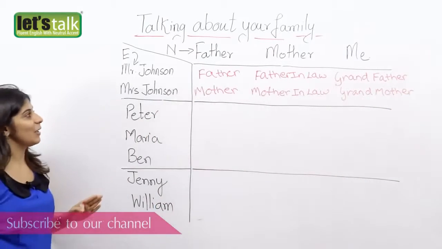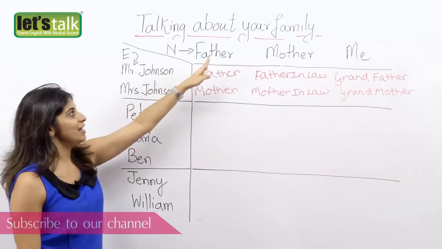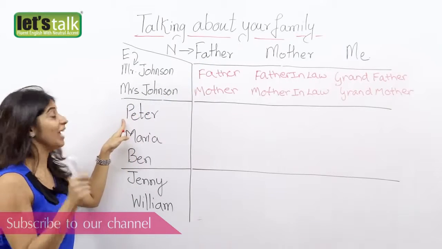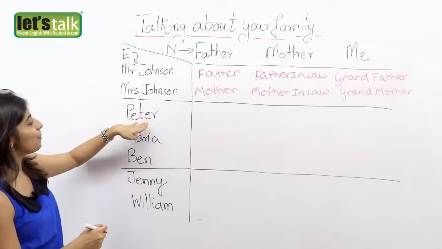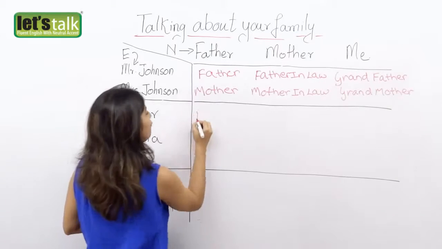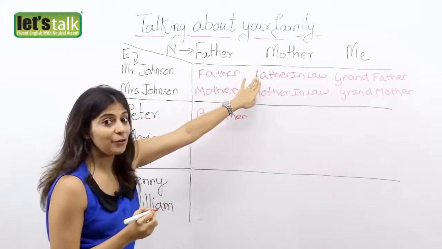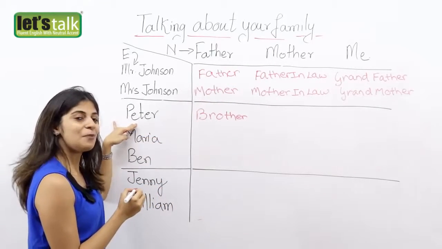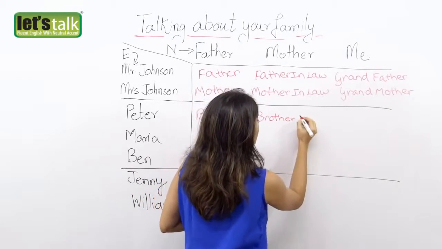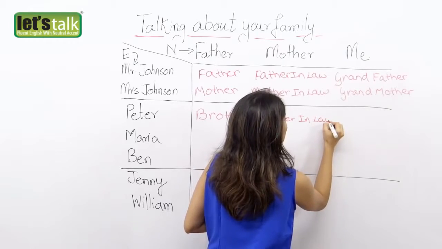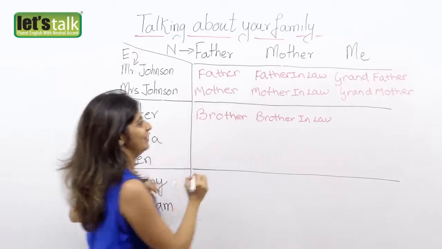All right, so now let's look at Peter, Maria, and Ben. Now, Peter is your father's brother. He is also the son of Mr. Johnson and Mrs. Johnson. So, Peter would be your father's brother. For your mother, Peter would be the brother-in-law. And for you, Peter would be your paternal uncle.